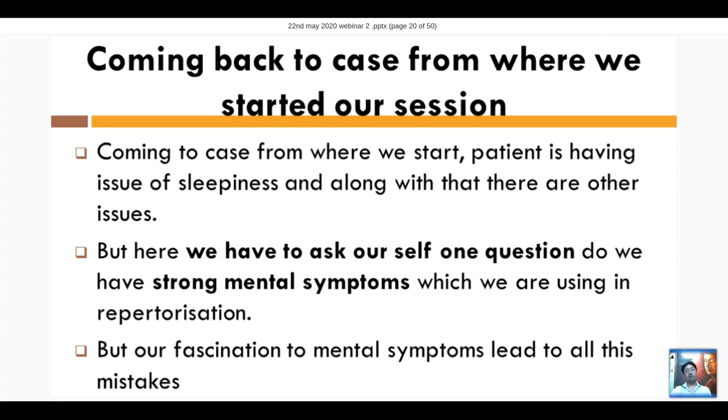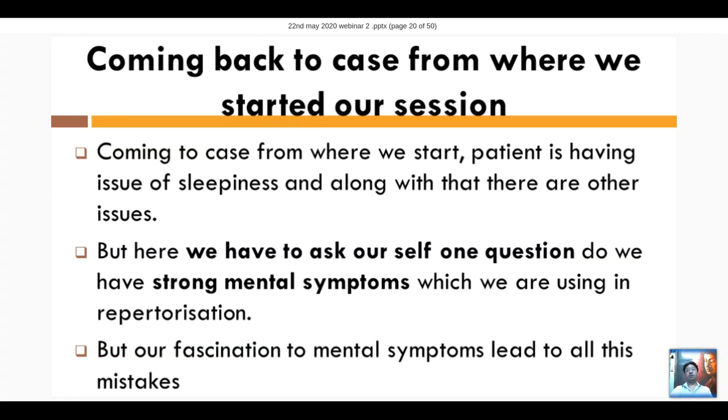So here is a very important understanding we should have. If in any given case you are considering prescribing a polycrest, you must have strong confirmatory symptoms to justify your prescription. Otherwise, you will fail. So this is why we failed in this case. In this case, we have weak mentals.